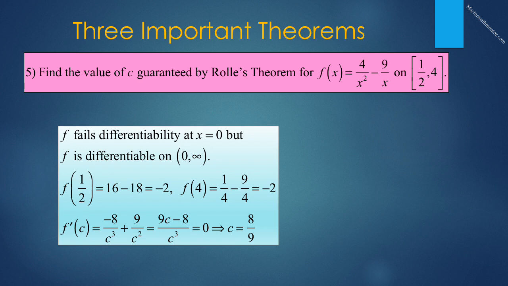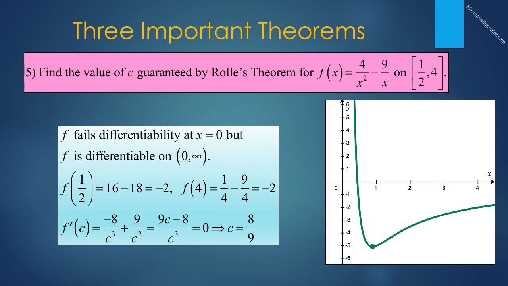Therefore, f prime of x is equal to negative 8 over c cubed plus 9 over c squared. Getting a common denominator, that is (9c minus 8) over c cubed, which has to equal 0, and therefore c is equal to 8/9. A graph or the point of horizontal tangency was not required, but I give it here. The point is (8/9, negative 5.0625), and that point certainly appears to have a horizontal tangent.